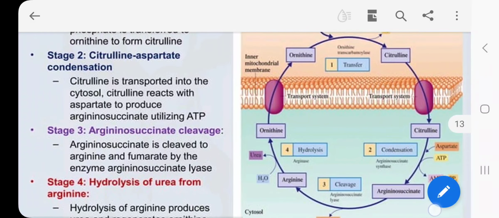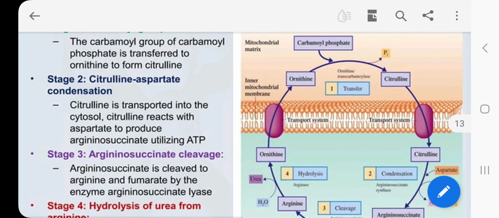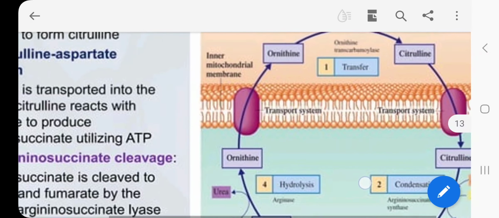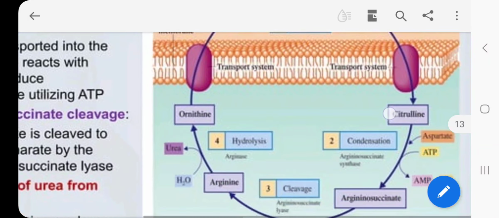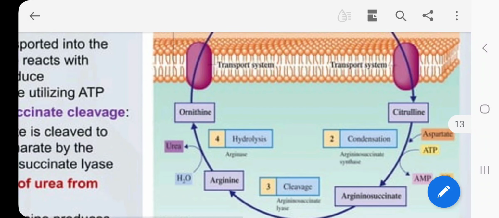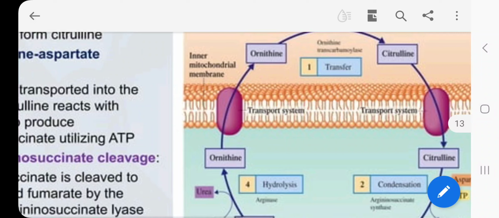So, dito sa ating illustration, we have number 1, transfer. Okay. The second will be condensation process. The third is the cleavage. And the fourth is the hydrolysis. So, tingnan nyo, pag transfer, ibig sabihin the transport of ornithine and citrulline.